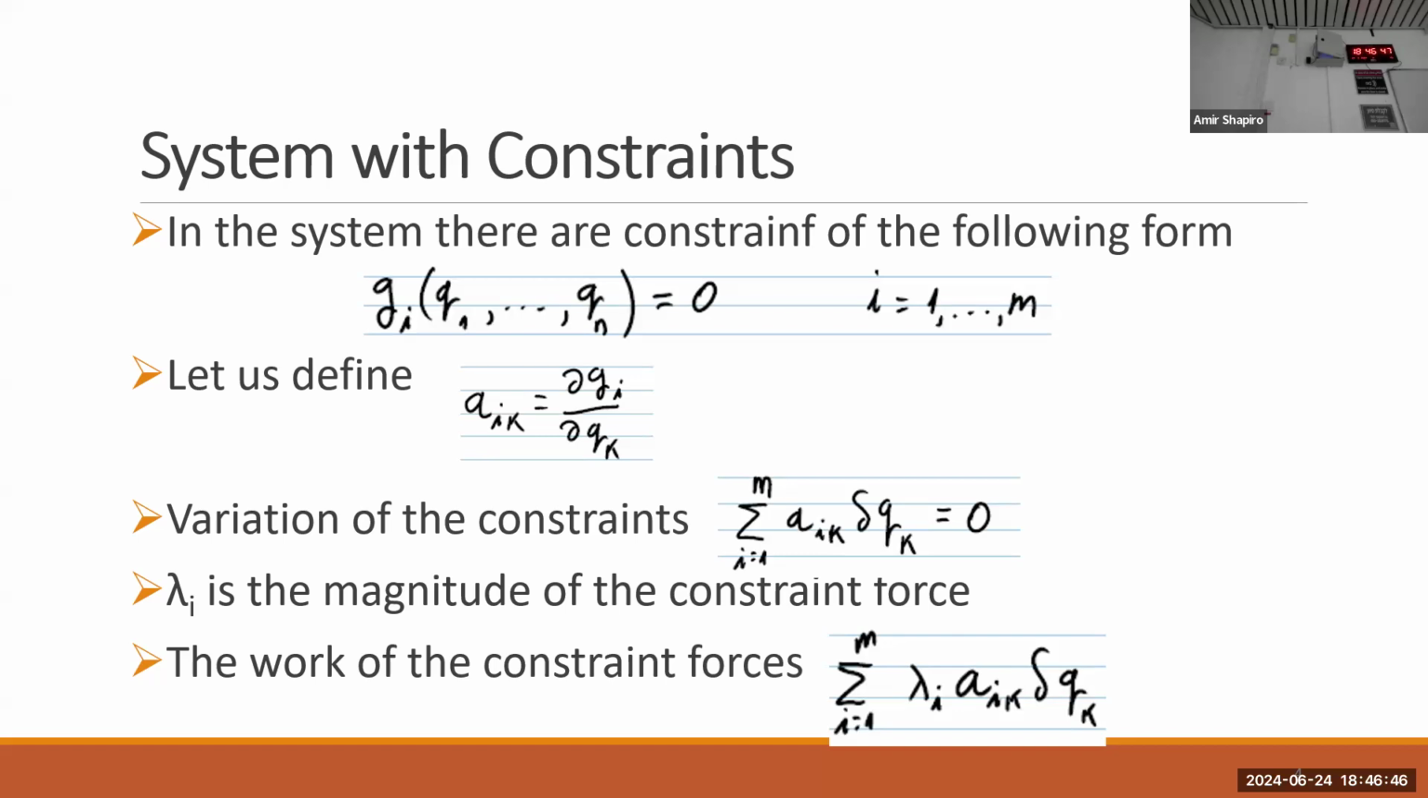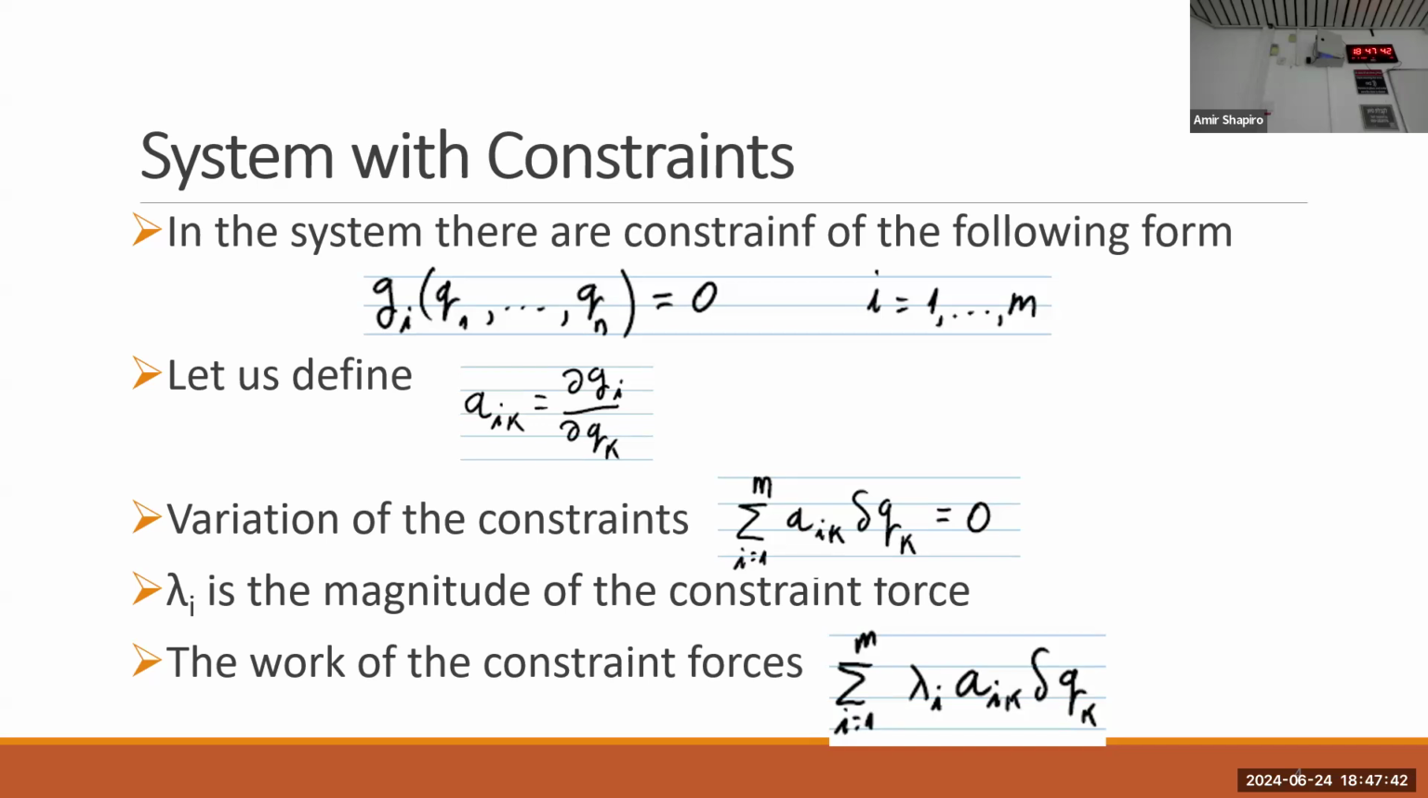When we talked about the Lagrange equation, we talked about variation. If you recall, the principle of least action was about variations from the actual trajectory to a trajectory that meets the constraints. So the variation of these constraints, if I take delta q here, is actually a_ik delta q_k. It's actually the derivative of the constraint, and it's zero. The derivative of the constraint is zero, therefore the variation is zero.